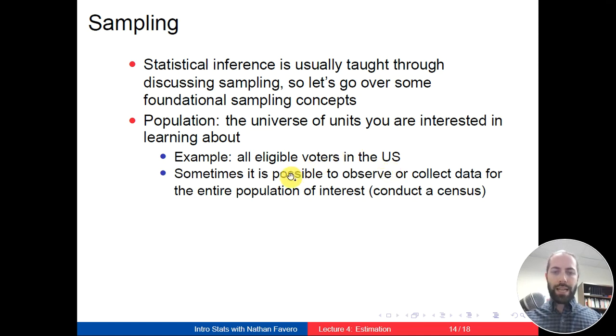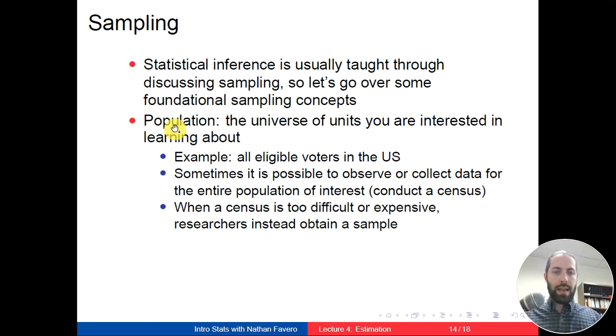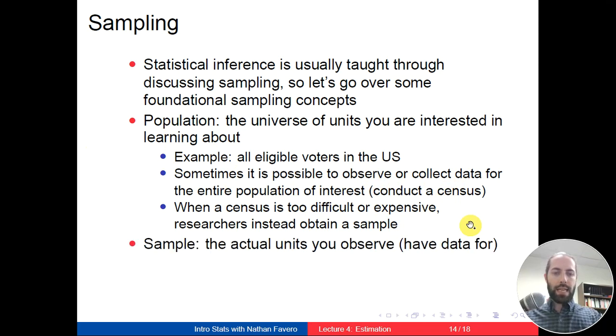And so, recognizing that it is sometimes not possible to observe or collect data for the entire population of interest, we are going to often collect a sample. Although, if it is possible to observe everyone, then we call that a census rather than a sample. So, census is a term that means we've talked to everyone in the population, whereas a sample is what we use when we aren't able to conduct a census, when we can't talk to everyone in the population. And in that case, sample refers to the actual units you observe that you have data for, right?